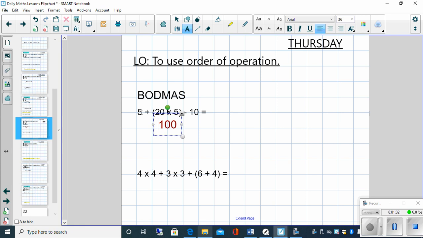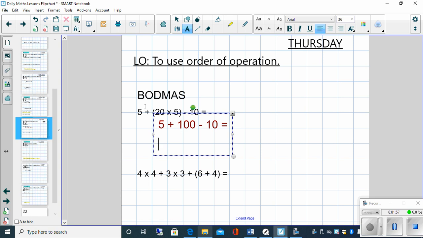So let's have a look then. I still need to do this 5 plus part and this minus 10 part. So we could rewrite out the sum again. Now we've done the brackets part, so it would look like 5 plus 100 minus 10 equals. So we've done the bracket part. We now have a look now.